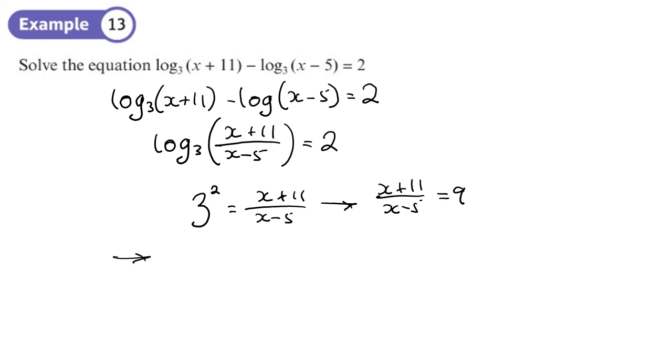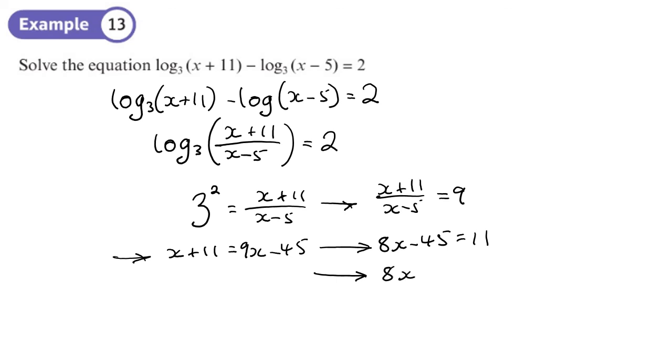From here we can times both sides by x minus 5, so we've got x plus 11 equals 9x minus 45. Take x away from both sides, so we've got 8x minus 45 equals 11, and then add 45 to both sides, so 8x equals 11 plus 45. Oh, that's easy, it's 56. So that means that x equals 7 if I've learnt my timetables right.